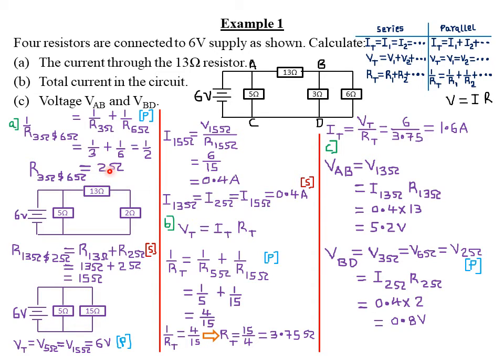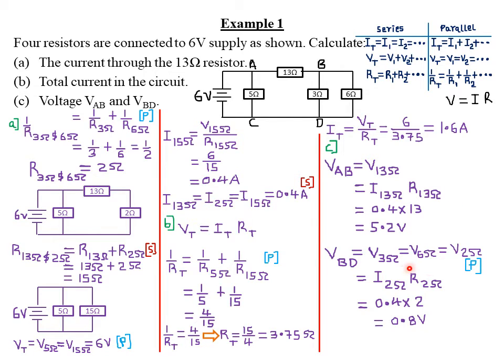Because the 2 ohm resistor represents a combination of 3 and 6, the voltage entering the junction of the 3 and 6 ohm resistors is just the voltage through the 2 ohm resistor. So the voltage through the 3 ohm resistor is equal to the voltage through the 6 ohm resistor, which is equal to the voltage through the 2 ohm resistor. The reason being the 3 and 6 ohm resistors were in parallel connection. So for parallel connection, we know that V total is equal to V1, which is equal to V2.